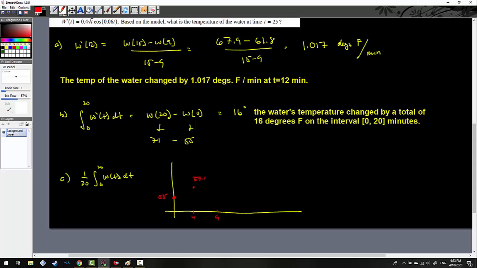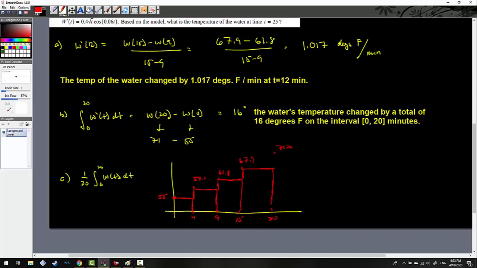At 9, I'm going to be at 61.8. At 15, I'll be at 67.9. And at 20, I will be at 71.0. Now I'm using a left-handed sum, so I'm going to go ahead and just draw my left-handed rectangles down here. Left-handed rectangle here, and left-handed rectangle here.